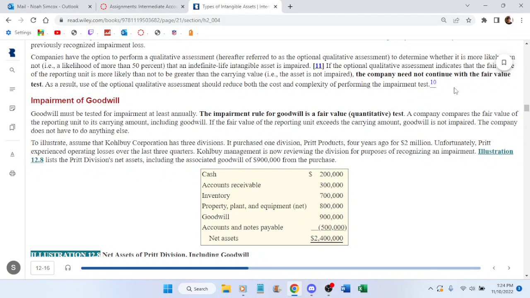The impairment rule for goodwill is a fair value quantitative test. A company compares the fair value of the reporting unit to its carrying amount, including goodwill.